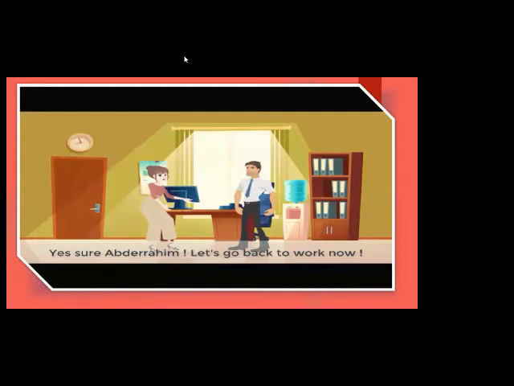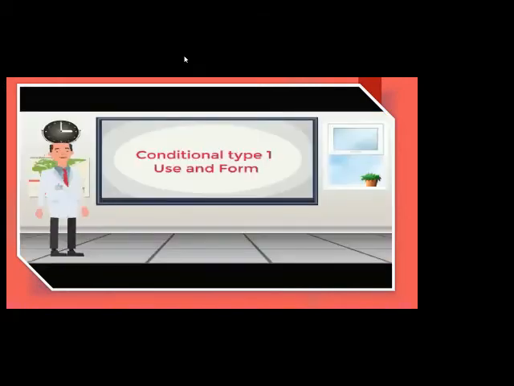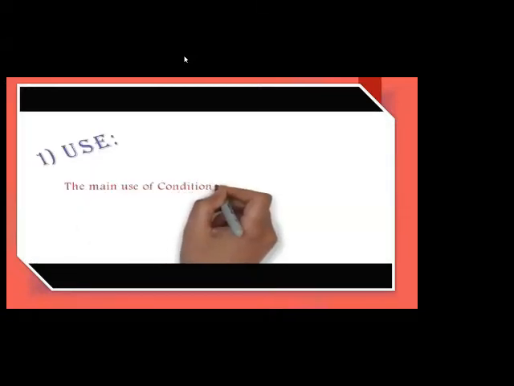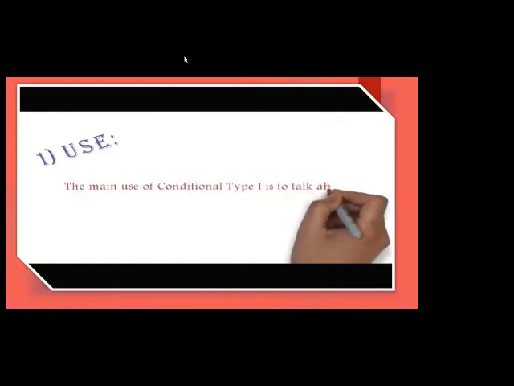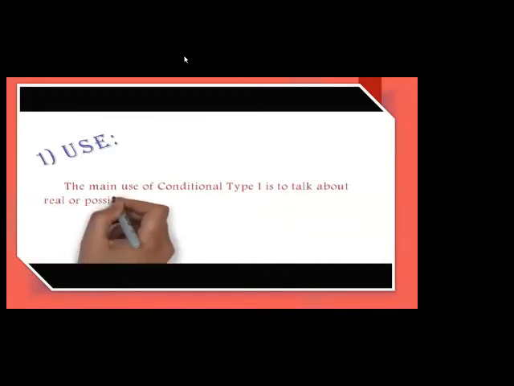I hope you enjoyed watching the animation. Now it's time to analyze the use and the form of conditional type 1. Based on the animation video, we may deduce that the main use of conditional type 1 is to talk about real or possible future situations, and their probable results.